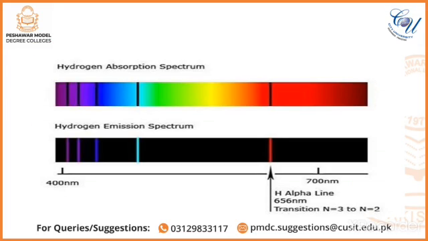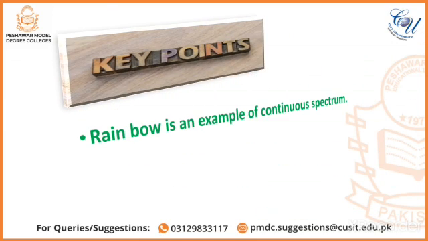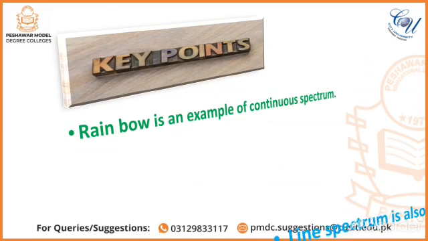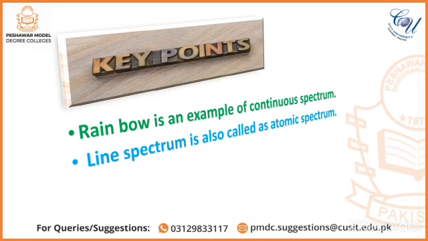You can see hydrogen absorption spectrum. You can see hydrogen emission spectrum. Hydrogen absorption spectrum has bright background while hydrogen emission spectrum has black background. Key points. Rainbow is an example of continuous spectrum. Line spectrum is also called atomic spectrum.